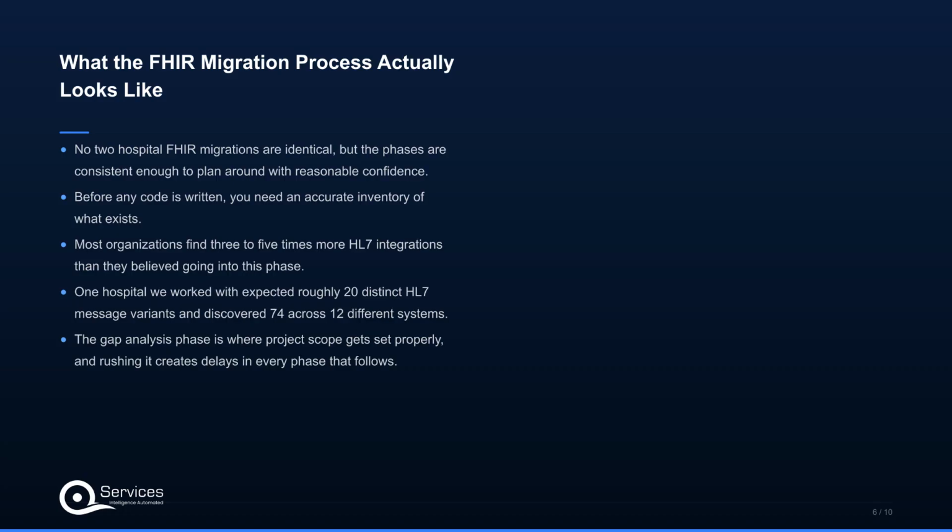Most organizations find 3 to 5 times more HL7 integrations than they believed going into this phase. One hospital we worked with expected roughly 20 distinct HL7 message variants and discovered 74 across 12 different systems. The gap analysis phase is where project scope gets set properly, and rushing it creates delays in every phase that follows.